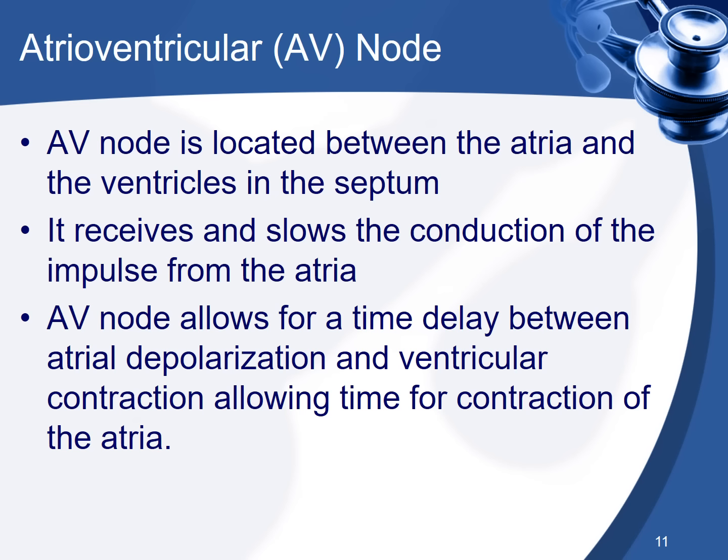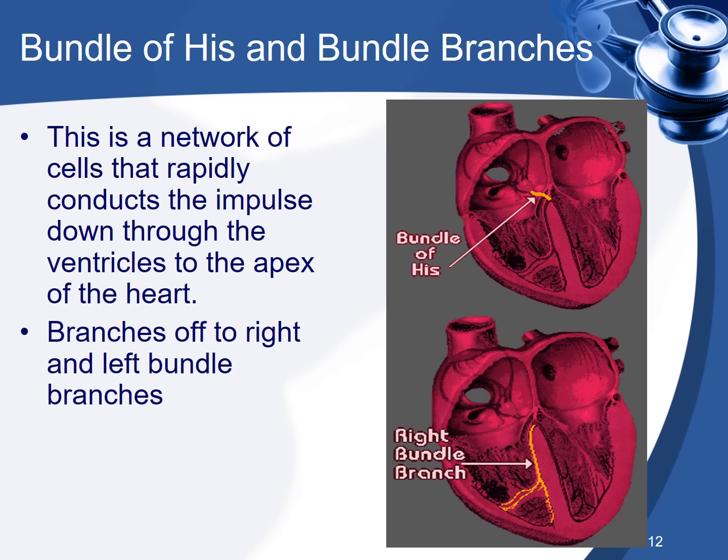So we do have to slow it down just a touch to allow the atria to completely contract. From the AV node, it will travel down into the ventricles and generate the impulse there. It does allow for a slight time delay so that atrial depolarization is complete before ventricular depolarization starts. From the AV node, the signal is transmitted to the bundle of His in order for it to go down into the ventricles so that the ventricles can contract.